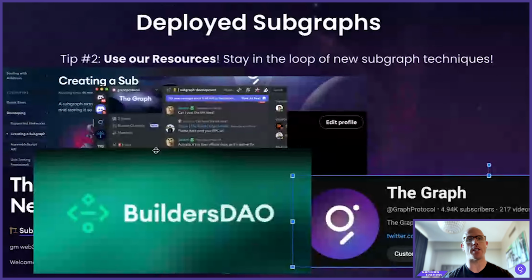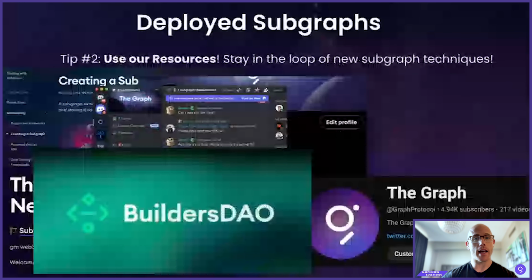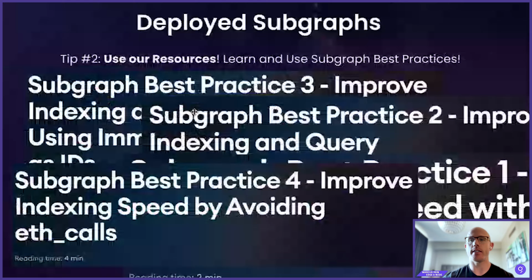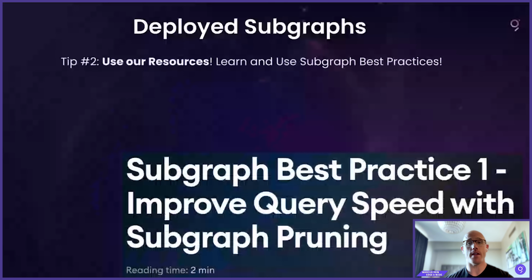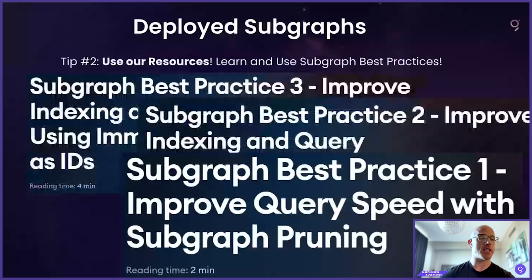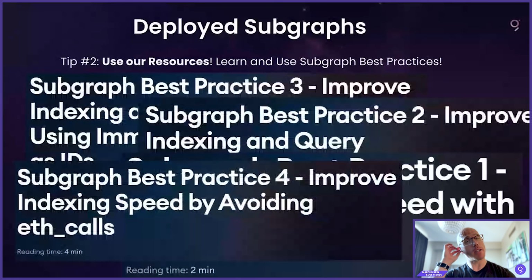And I know that was a lot of information for tip number 2. Tip number 2A, if you will, or 2B, is subgraph best practice number 1, subgraph best practice number 2, subgraph best practice number 3, and subgraph best practice number 4. Really make sure that you are starting with these. If you're looking for a place to start, use these best practices.